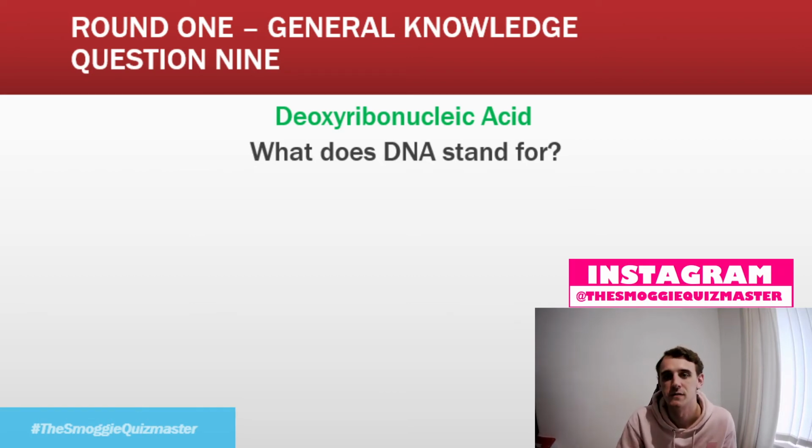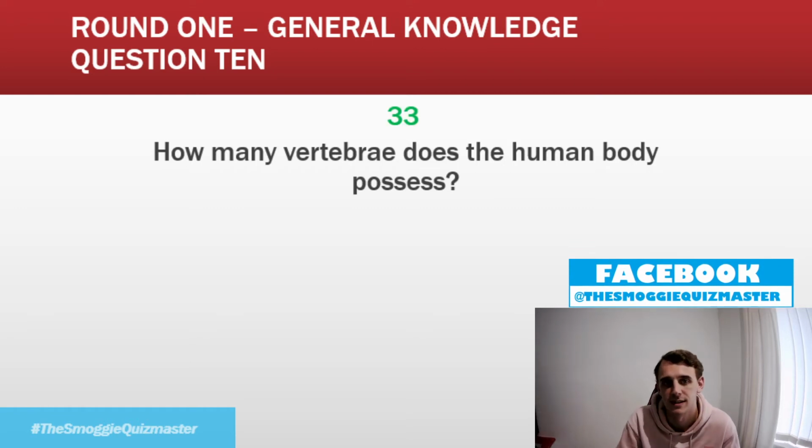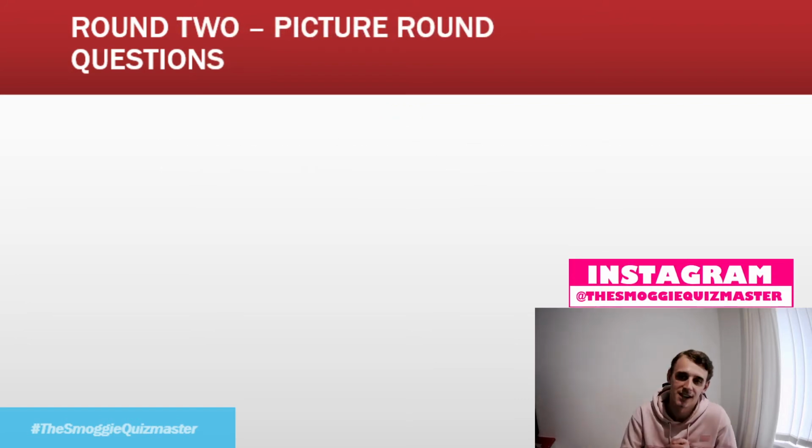And your final question for tonight's general knowledge round is, how many vertebrae does the human body possess? It is 33. A nice and easy number to remember. What did you get out of 10? Let me know down below what you got out of 10. Let me know what you're going to get out of 20 when the quiz is over.